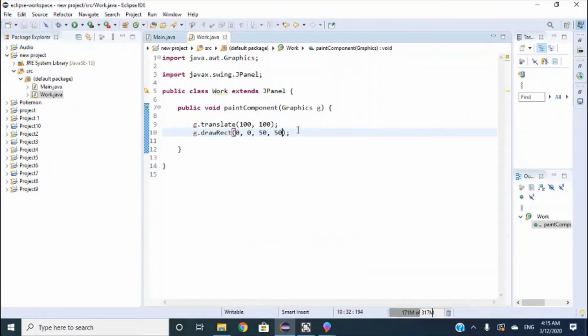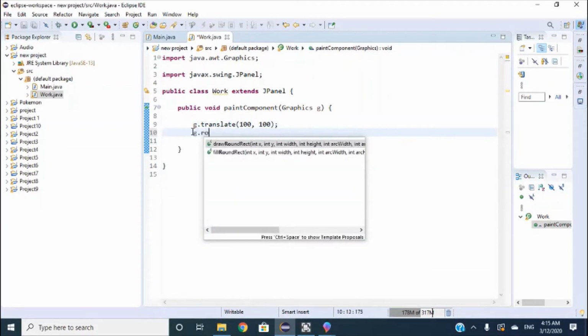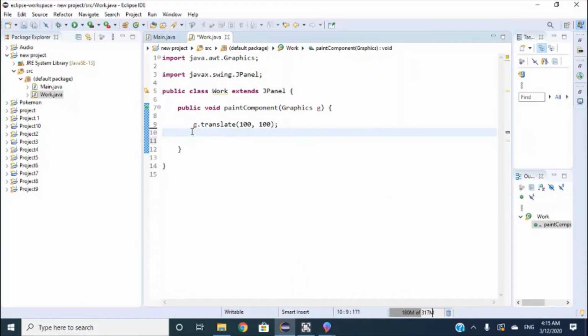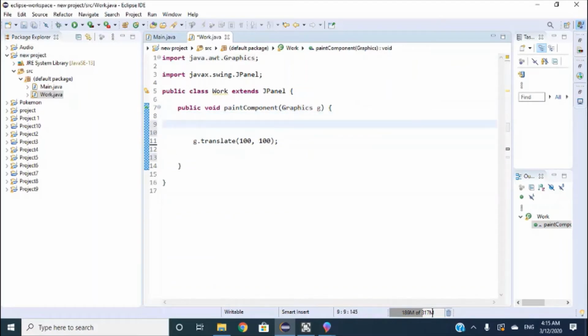Now let's talk about the rotate method. G.rotate. The regular graphics class does not have the rotate method. So to do that, we need to cast it to Graphics2D. Graphics2D g2d equals Graphics2D casted to g. And import Graphics2D.